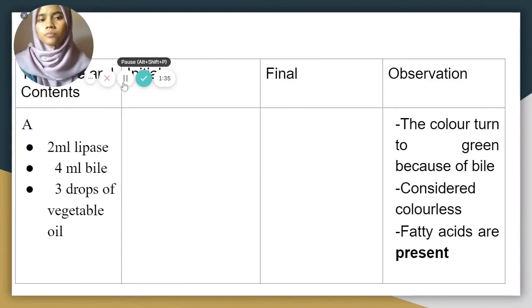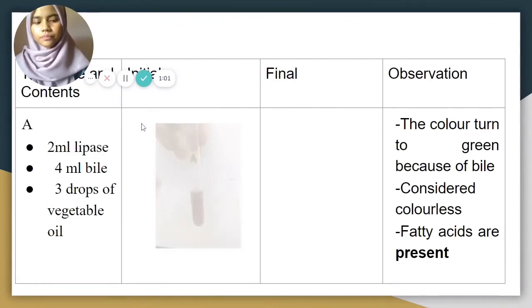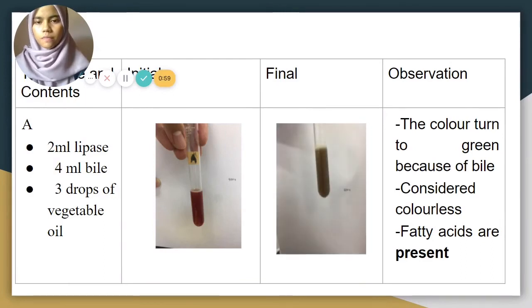Okay, for the results, there are some errors in this result, but it will be discussed by Tengku in the discussion later. The initial color of test tube A is pink to red, and the final is green. The color turned green because of bile, so we consider the color to be colorless.